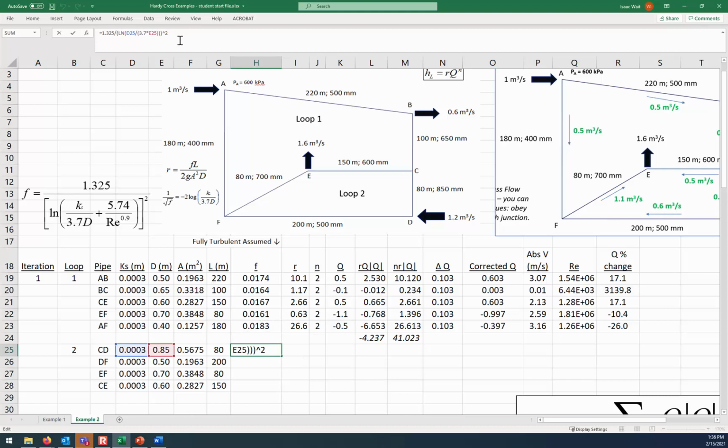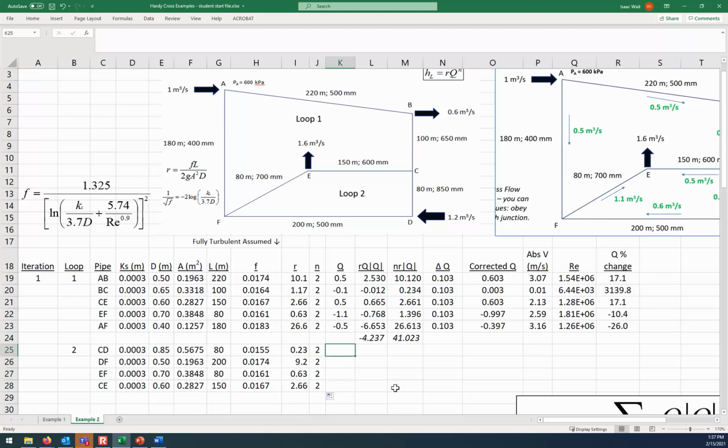Okay, now the F values I'll calculate the same way I did before with the fully turbulent flow of the Darcy-Weisbach equation. So we're neglecting any estimate of the Reynolds number in this first iteration. Okay, we calculate our F values, and then we can get the R values. I think I can just copy this and paste it and drag it down, and it'll determine the R values based on what's to the left. N is just going to be 2 for all of these.